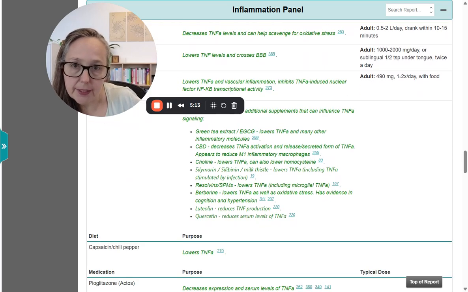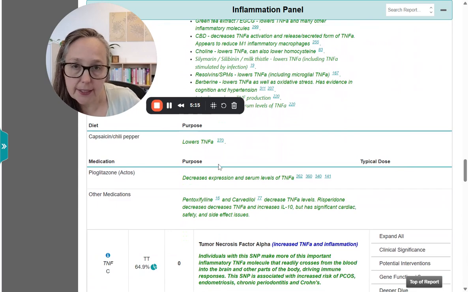But it would be very safe. There are a lot of other things that have been researched. There are dietary interventions like capsaicin, which is from chili peppers, that helps lower that factor. Now, I don't know that you're going to get a 6-year-old to eat a lot of chili peppers, but if you had an older patient who had these same risk factors, that might be a good option.